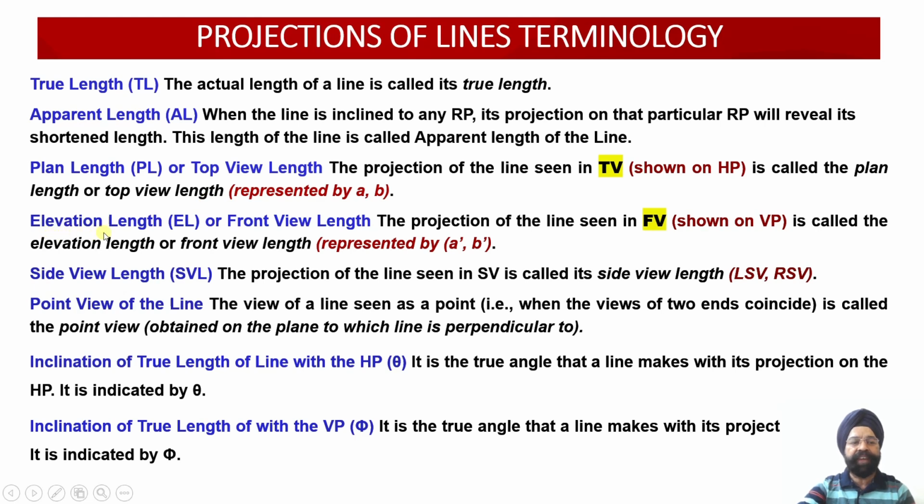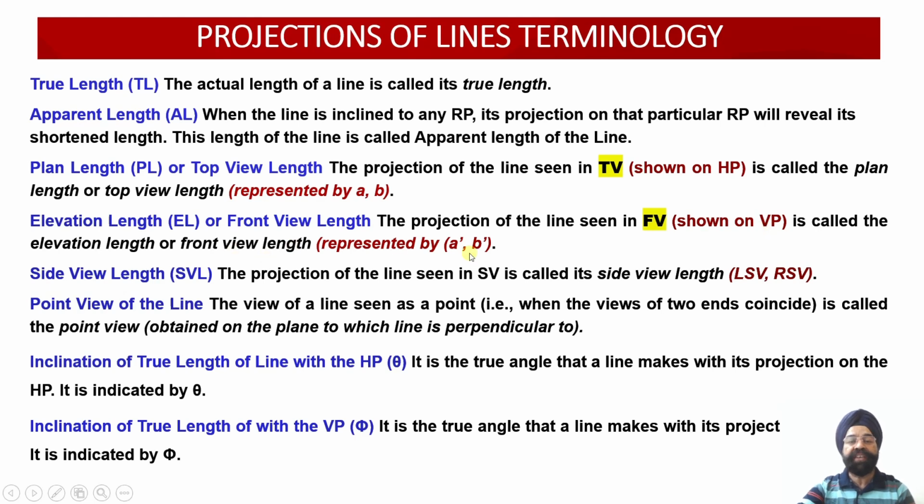Similarly, the elevation length or front view length is the length or the projection which is obtained on the vertical plane when we look at the object from the front side. So whenever we are looking at the line from the front side, the view obtained on the vertical plane will be called the elevation length.